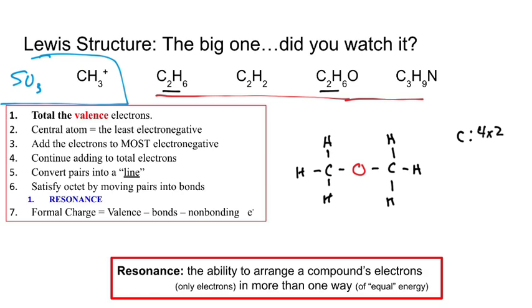Carbon 4, times 2, 8. Hydrogen, 1 times 6, 6. Oxygen, 6 times 1, 6. Did I do that right? 12 and 8, 20. If we look at our drawing, we have 2, 4, 6, 8, 10, 12, 14, 16 electrons in there. To get to that 20, I'm missing 4 electrons. Where are those 4 electrons? They're on the only atom missing the octet.